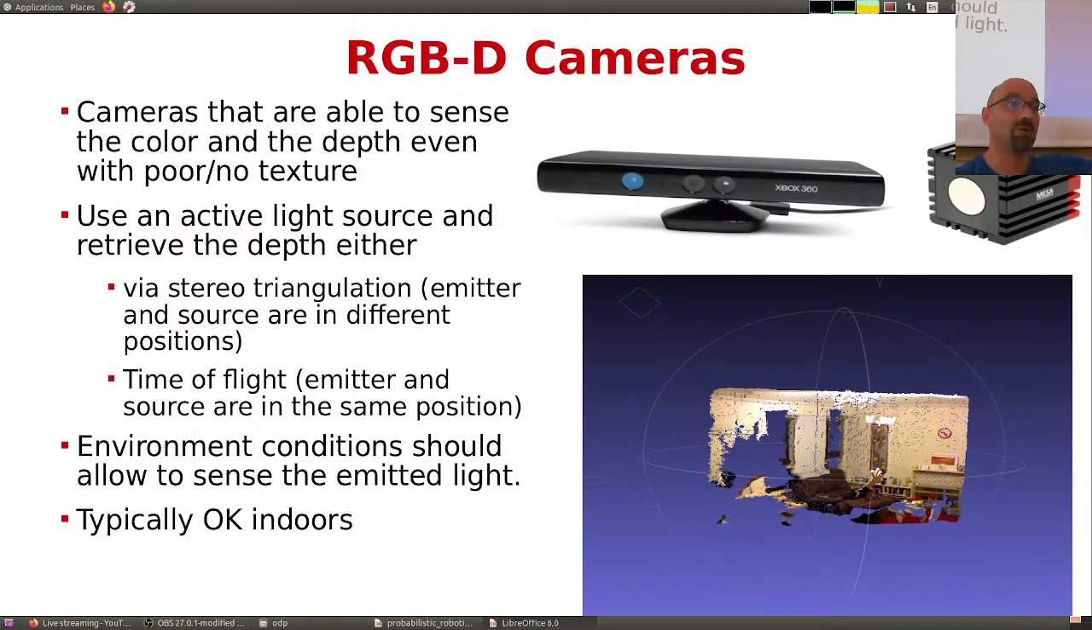In this way, even if I look at a white wall, it's not white because I'm projecting something. On the right camera, I was sensing this pattern. I had some algorithm that was recognizing in which portion I was observing the pattern transmitted by the left camera. I was doing a block matching, so between a reference and the observation, I was determining the depth, basically. But one of the two is active.